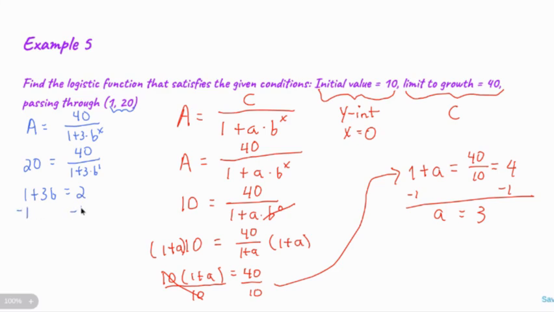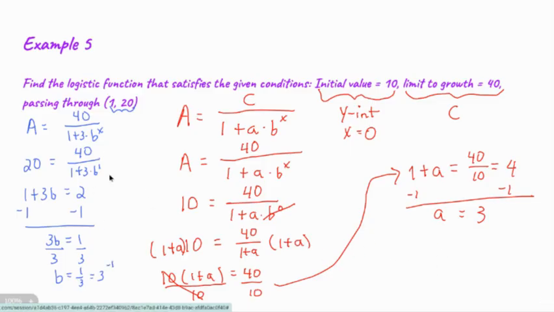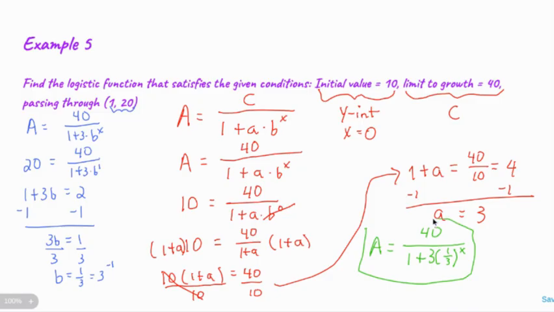And then it just becomes a matter of solving. We got 3b equals 1. We got b equals 1/3, but also notice that could also be 3 to the negative first. Okay, you can write it however you want. So let's write our final answer. We have big A equals 40 up top, okay, 1 plus our A is 3, and then our B is 1/3 to the power of x. And we're done.